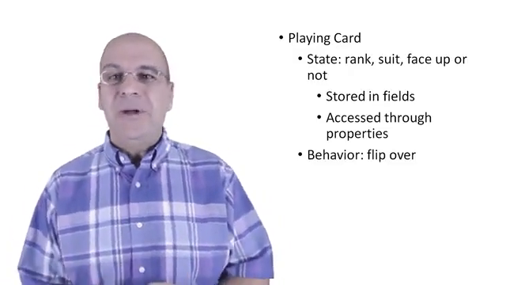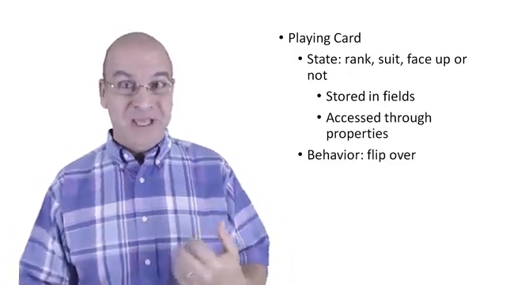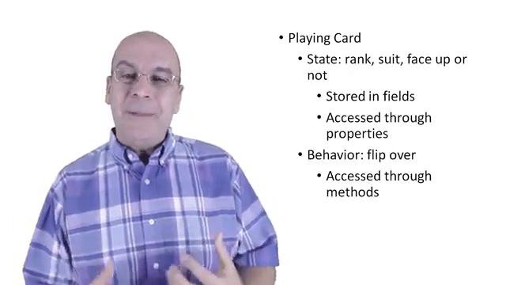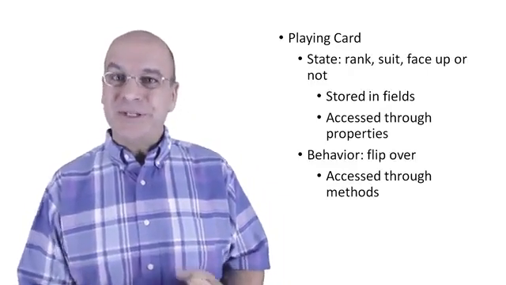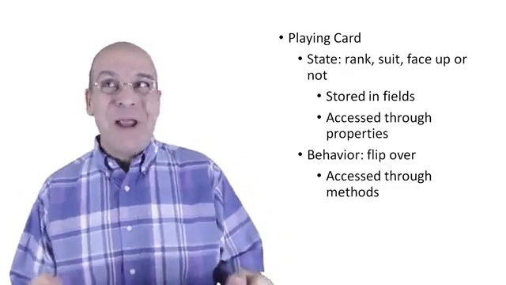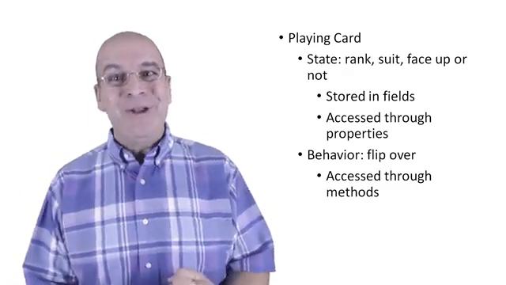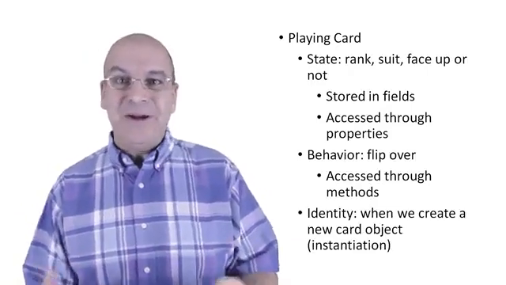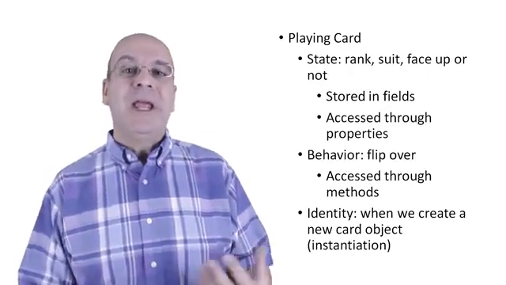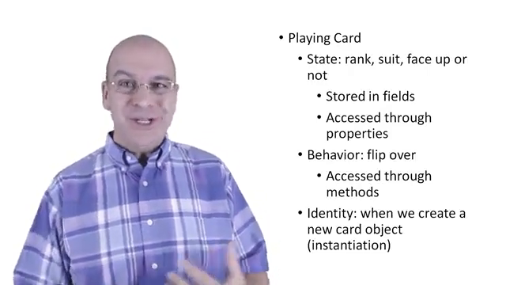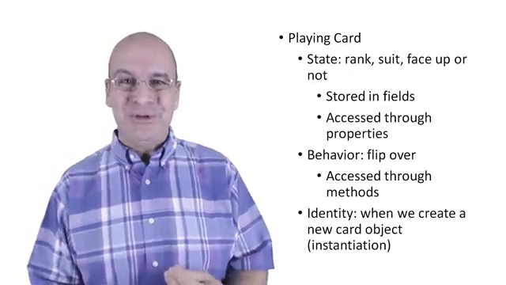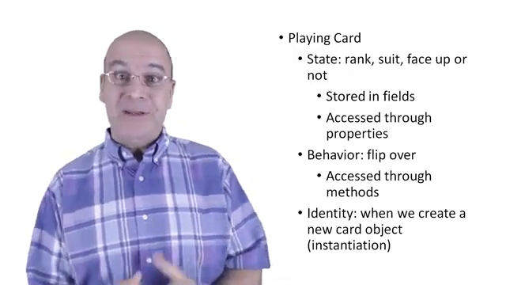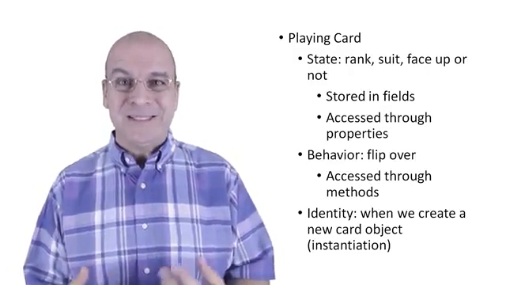And then a playing card might have behavior too, right? It might be that we can flip that card over, if in fact we're going to store whether or not it's face up. And so that behavior in C# is implemented in something called a method. You might hear people talk about them as functions, but they're really called methods in C#. And finally, identity. Every playing card will have identity when we create a playing card object by instantiating it. That's the word we use when we say we've created this new object from the playing card class. Then it gets a memory address. And that's how a playing card gets its identity.